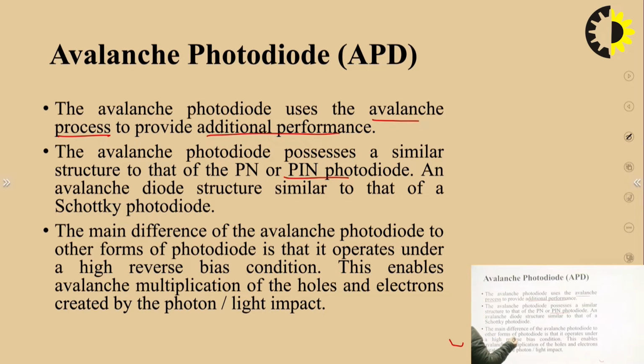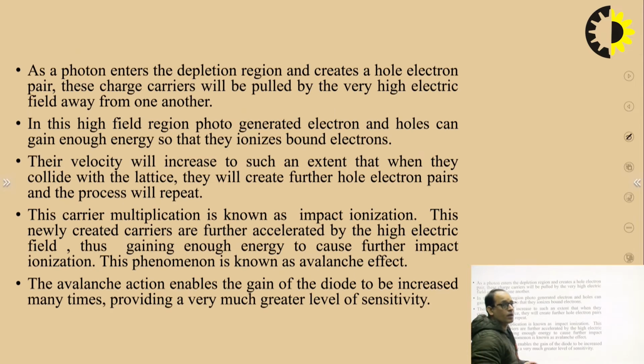The main difference of the Avalanche photodiode from other forms of photodiode is that it operates under a high reverse bias condition, and this enables the avalanche multiplication of the holes and electrons created by the photon or light. Clear?